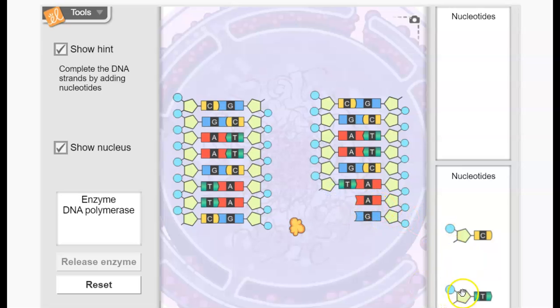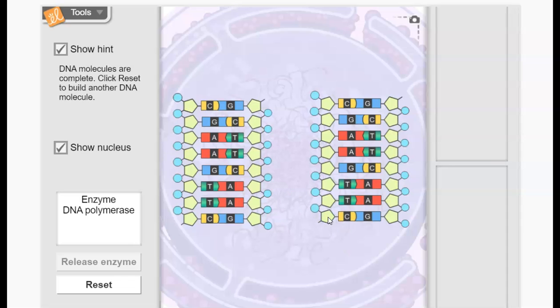This A is going to go with this T, and this G, right? It used to be attached to a C, and so I'll go grab that C. And now we have two new DNA molecules. They're complete, and they can wind back up into their double helix and hang out in the cell.